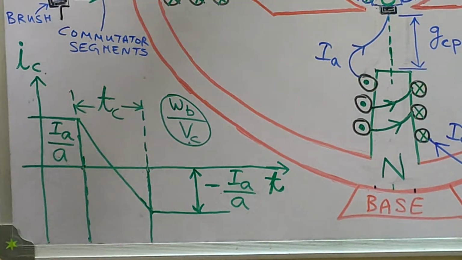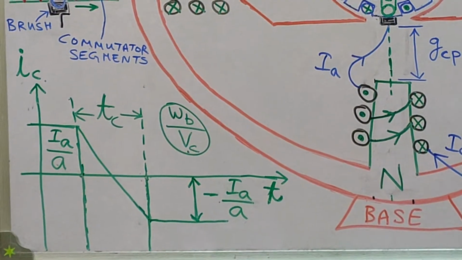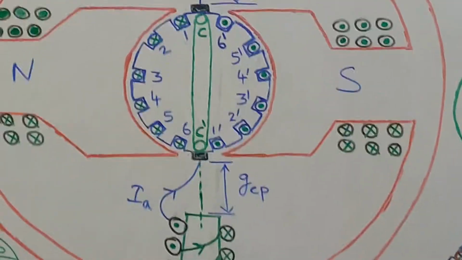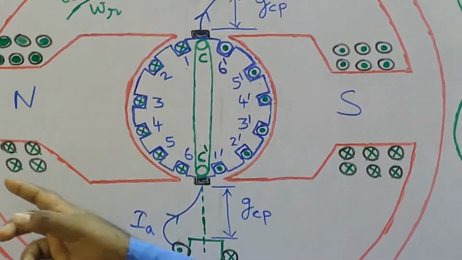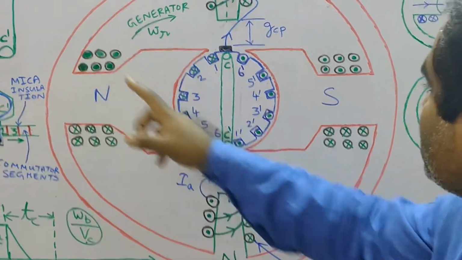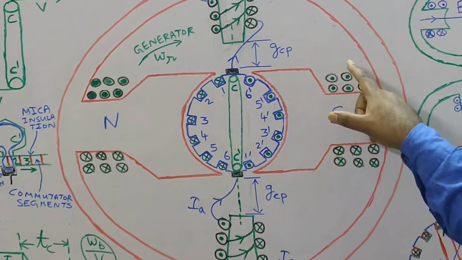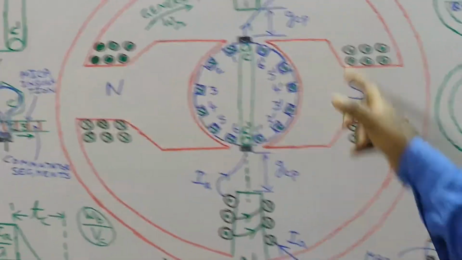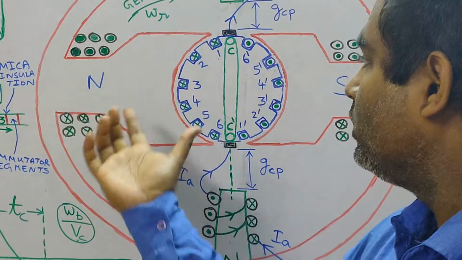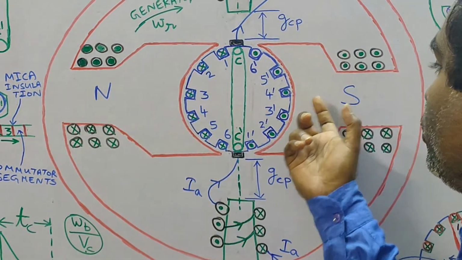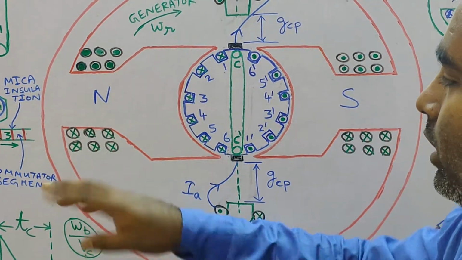Now, what needs to be quickly revised by this diagram is that you can figure out the cross and dot for field coils. This cross and dot for field coils will give you this to be the north pole and this to be the south pole. You can apply the right hand rule.